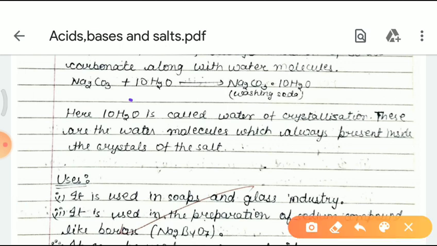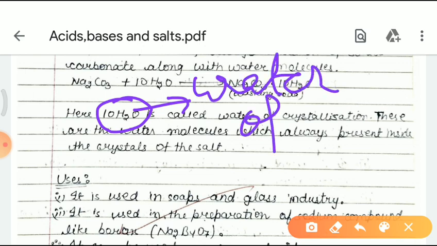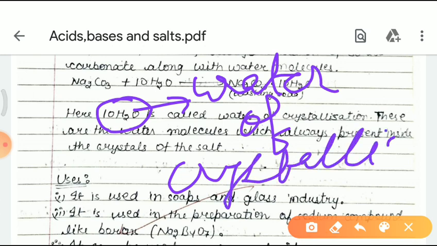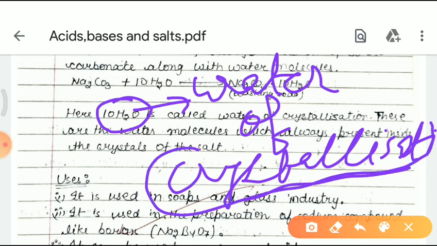These 10 H2O, these water molecules, are called water of crystallization. These are called as what? Water of crystallization. It means these are the water molecules which are used in the process of crystallization. Crystallization is a process by which crystals of salt are formed. That process is called crystallization.